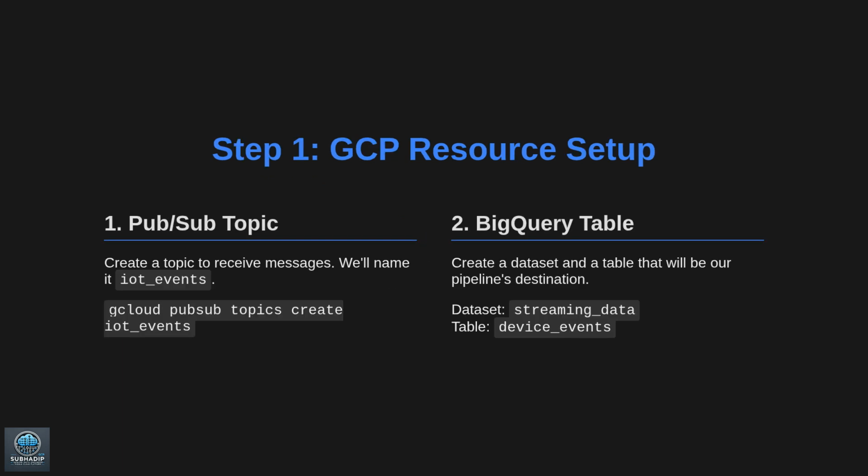Let's start by setting up our GCP resources. First, we need a Pub/Sub topic to act as the entry point for our data. We will create a topic named IoT_events. Second, we need a destination for our processed data in BigQuery. We will create a dataset called streaming_data and a table inside it called device_events.